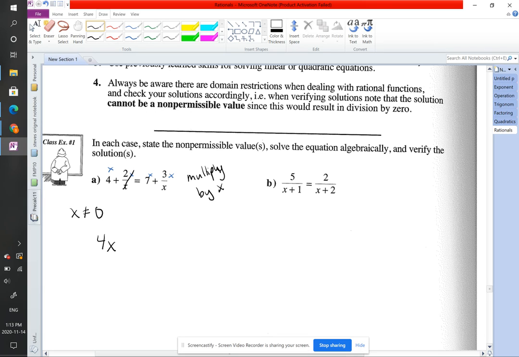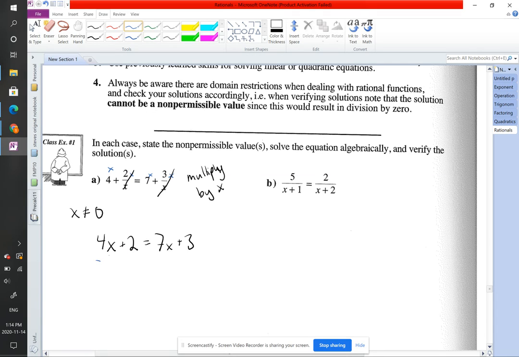This x over x here cancels, so then it's 4x plus 2 is equal to 7x plus 3 over x times x, so those x's cancel. So now our equation is 4x plus 2 is equal to 7x plus 3, and we can solve this. So basically we want to get everything that's an x term on one side and everything that's a constant on the other side.